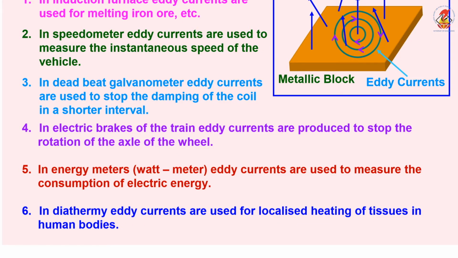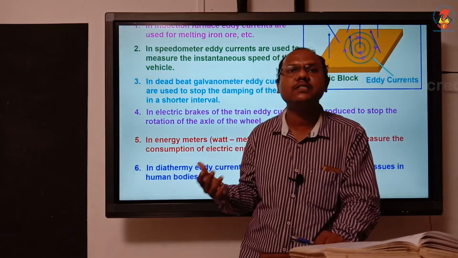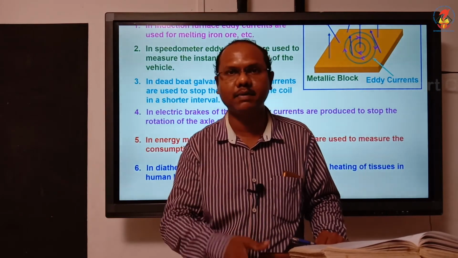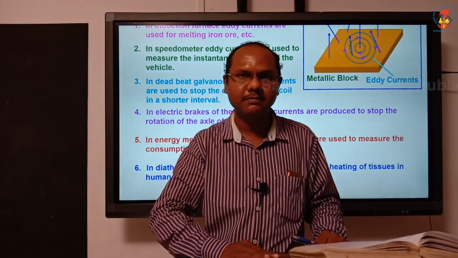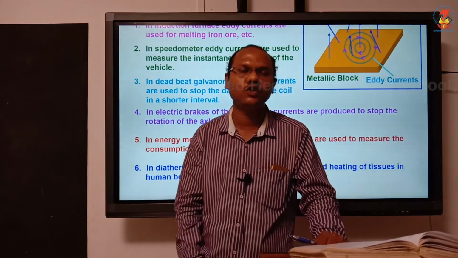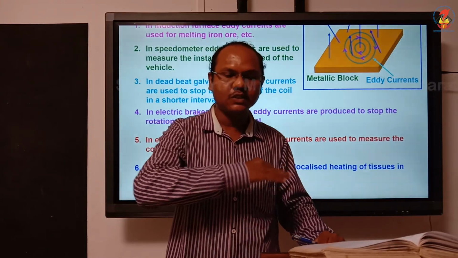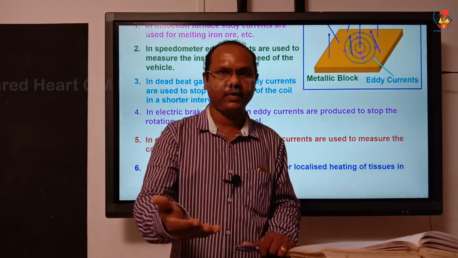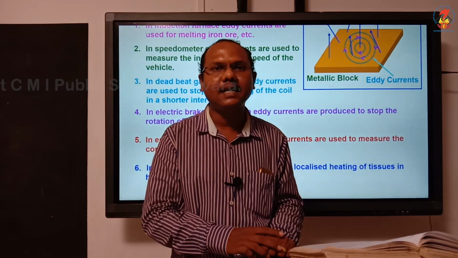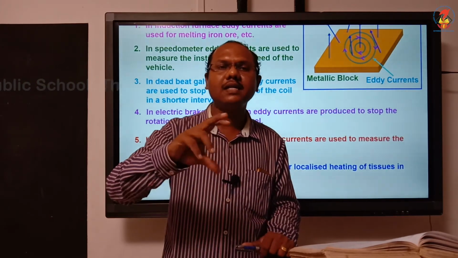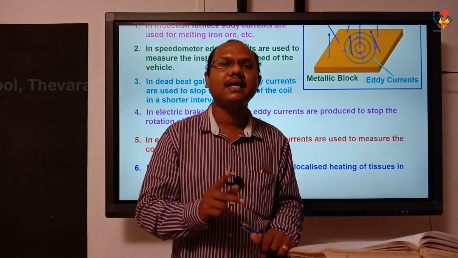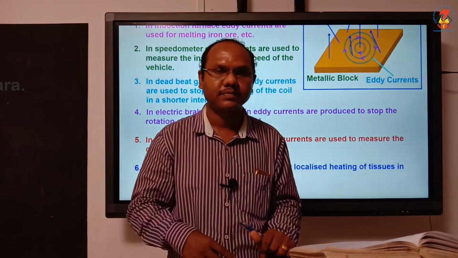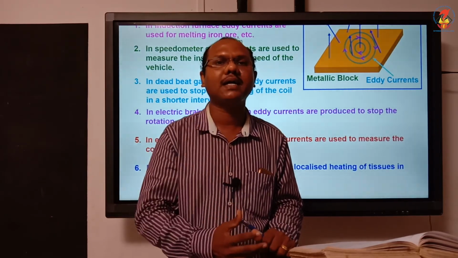Now, electrical brakes in trains. You know about fast moving trains like bullet trains. So how can they be stopped? They can be stopped only with electrical brakes. So what they do is, whenever they want to stop the train, they will pass a strong electric current. At that time, the wheel is revolving and a magnetic field will be provided on the rails. So the wheel is revolving in the magnetic field.